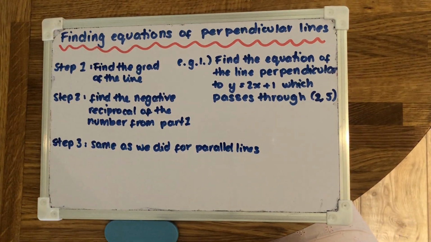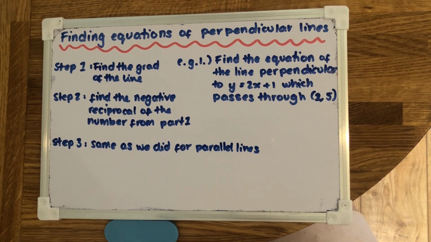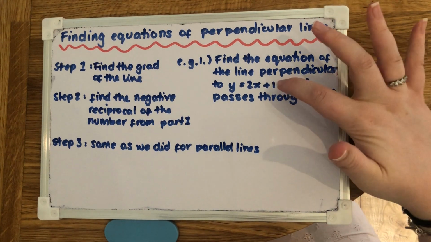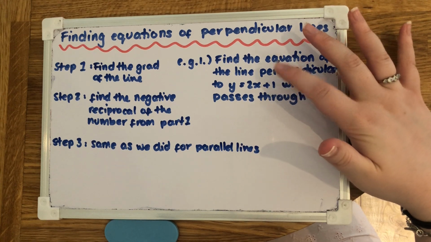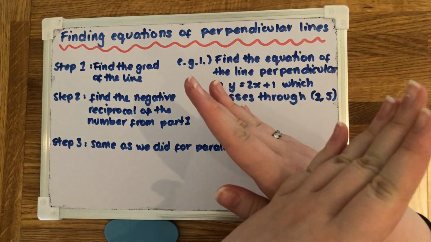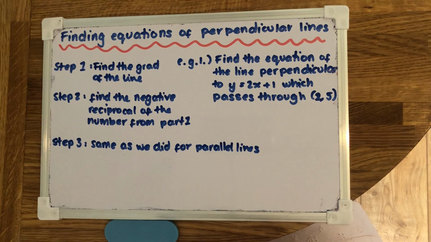Okay, so this video is talking about how to find an equation of a perpendicular line. So just start off with what is a perpendicular line. What you'll be given is an equation already. A line that's perpendicular to that means that when they cross over, they create a right angle.